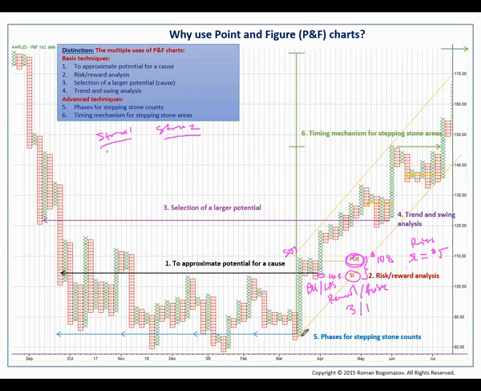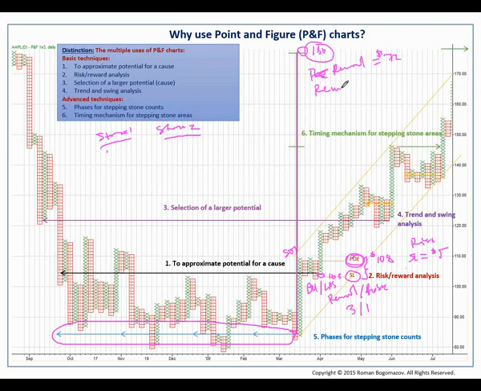And let's say we have a conservative count right here that projects the objective of, let's say, 180. So from the point of entry to this area right here, we have a potential profit reward of $72. So our reward to risk ratio is 72 divided by 5, which is about 14 to 1.